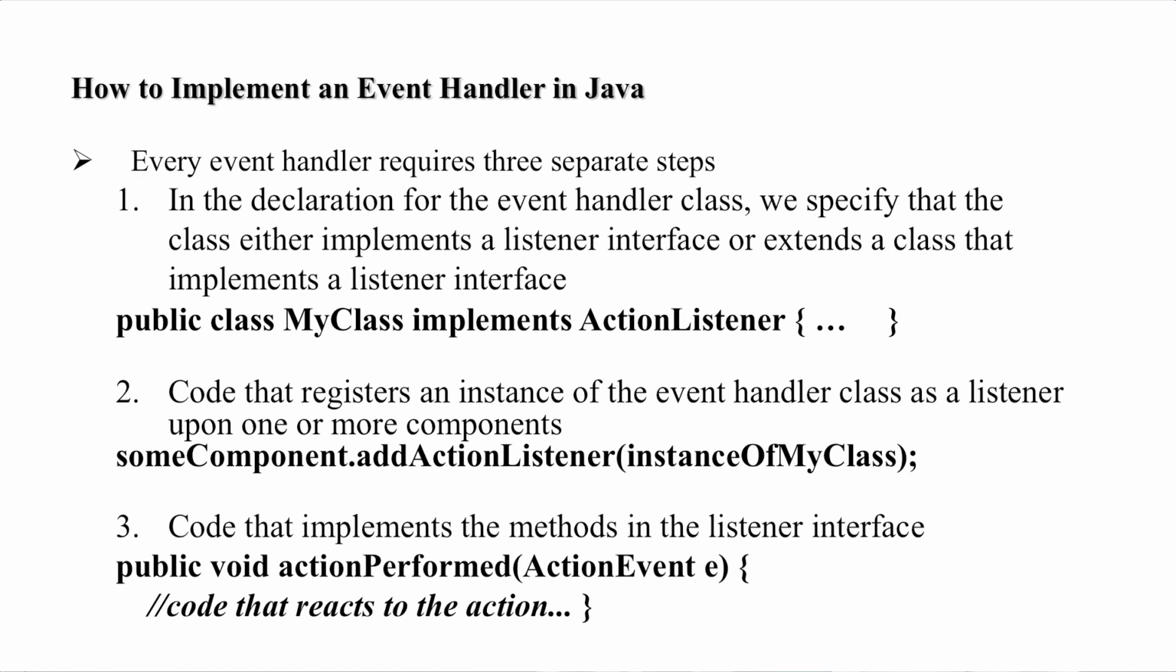Now, how to implement an event handler in Java? For the event handler, we have to specify a class which implements a listener interface or extends a class, like public class MyClass implements ActionListener. Then we have to register an instance of the event handler class as a listener upon one or more components, like someComponent.addActionListener(instance of MyClass). Then we have to implement the methods of the listener interface: public void actionPerformed(ActionEvent e).